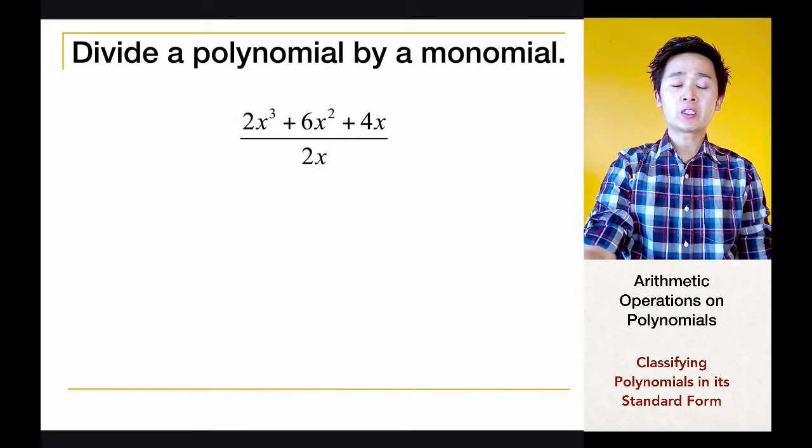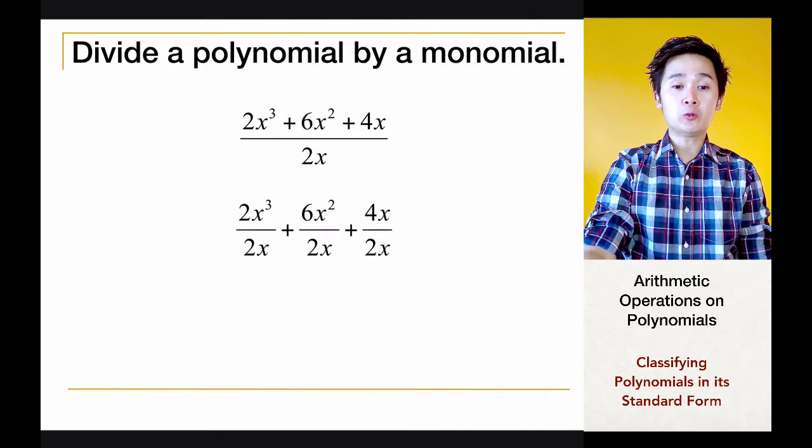Now, if you're going to divide a polynomial with a monomial, dividing it would be simple, because what you can do is separate your polynomial into three fractions. So you can separate 2x cubed and 2x, 6x squared and 2x, and 4x and 2x. And you will notice that you can now simplify each term by simplifying a regular rational expression.